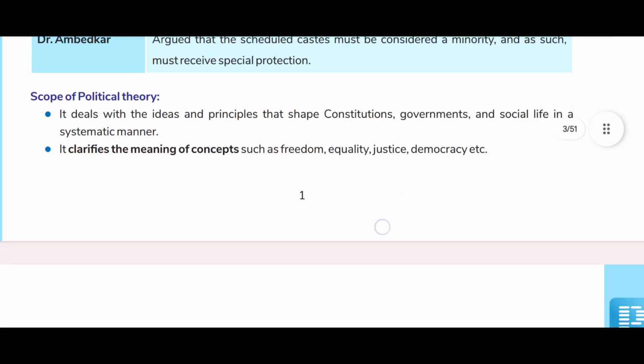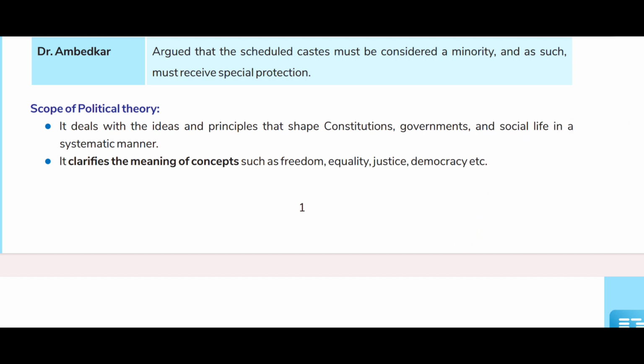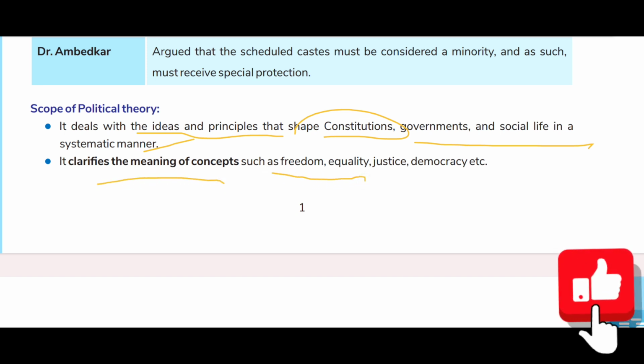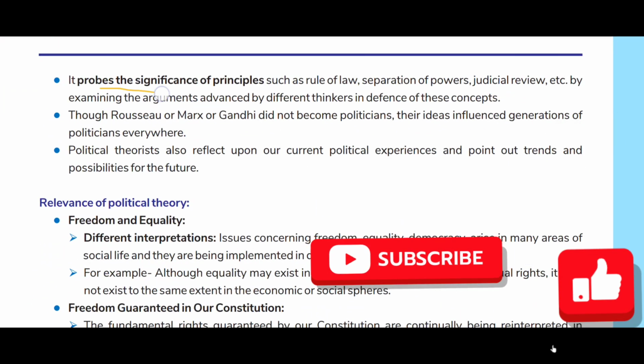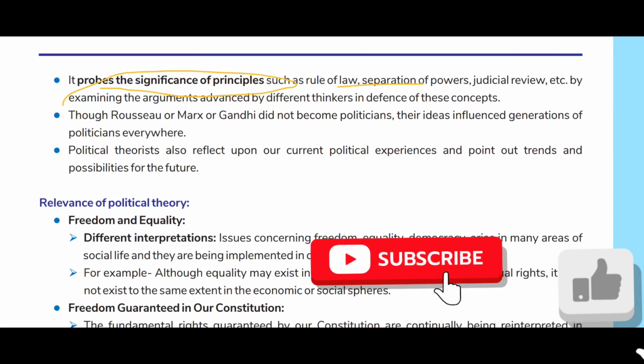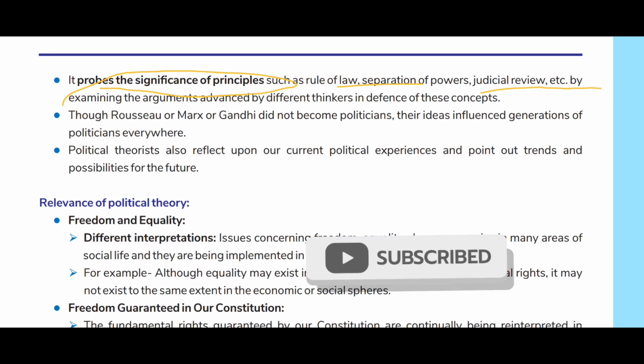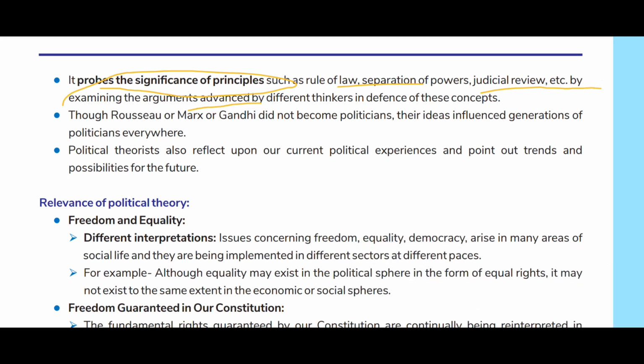So what is the scope of political theory? Political theory deals with the ideas and principles that shape constitutions, governments and social life in a systematic manner. It clarifies the meaning of concepts such as freedom, equality, justice and democracy. Political theory probes the significance of principles such as rule of law, separation of powers, judicial review, etc. by examining the arguments advanced by different thinkers in defense of these concepts. Though Rousseau or Marx or Gandhi did not become politicians, their ideas influenced generations of politicians everywhere.